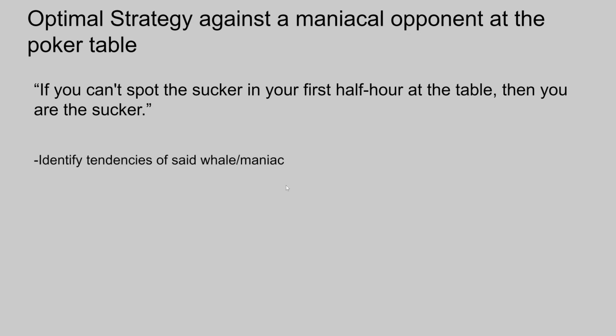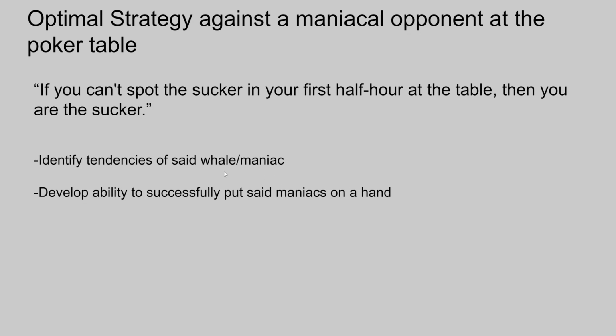So what we want to do is identify the tendencies of the whale and the maniac. What does this mean? It means paying attention to their actions, when they're checking, betting, the different textures they do this on, when maybe they talk more when they have a hand and when they don't, stuff like that. We want to develop the ability to successfully put the maniac on a hand. This is hard. We're going to get into this.